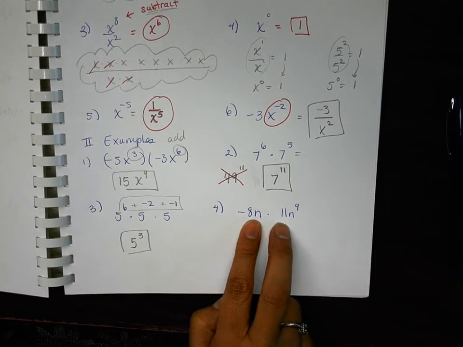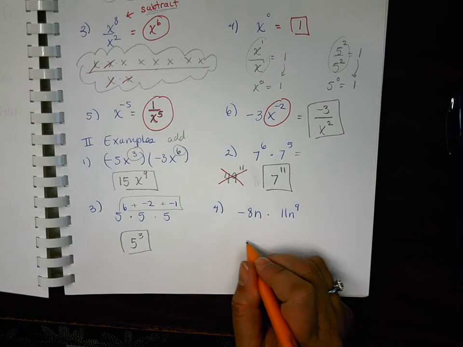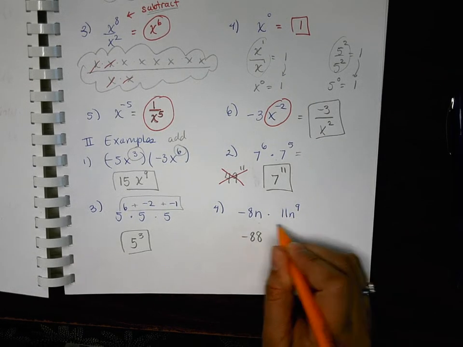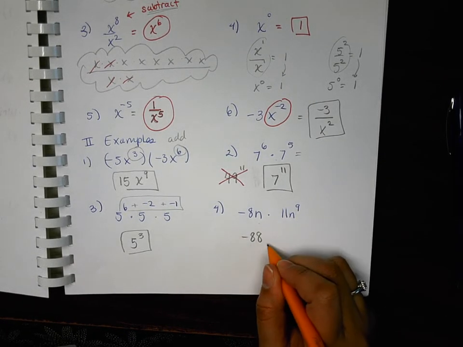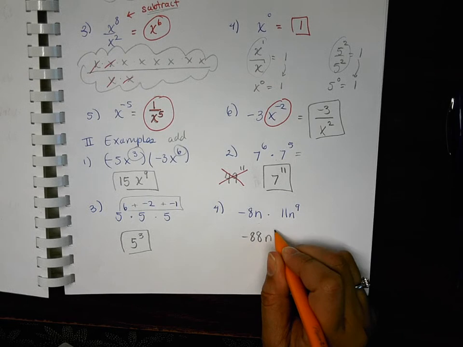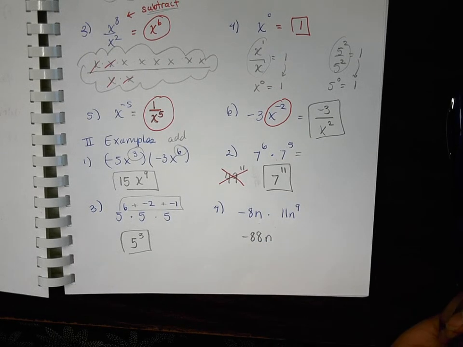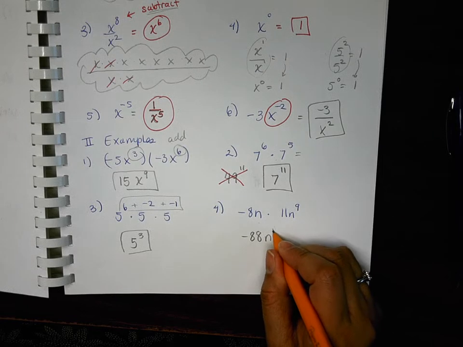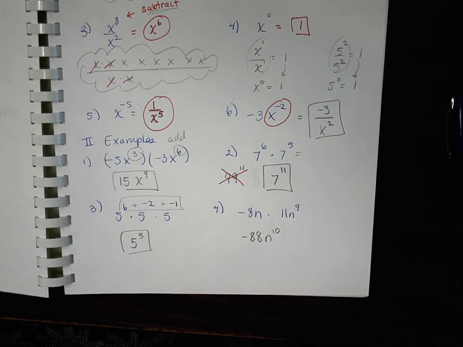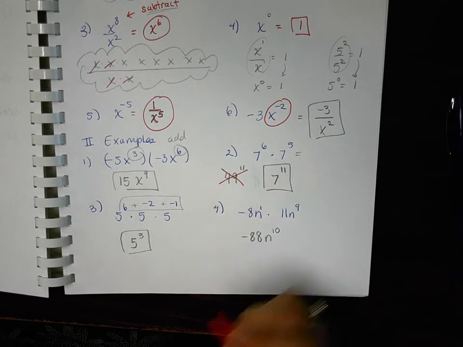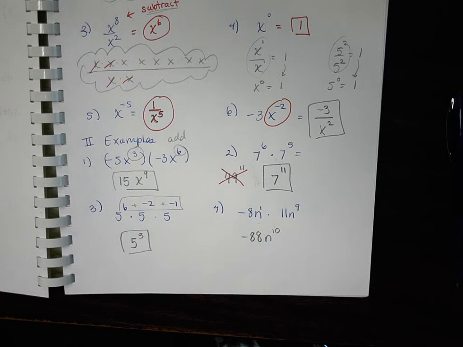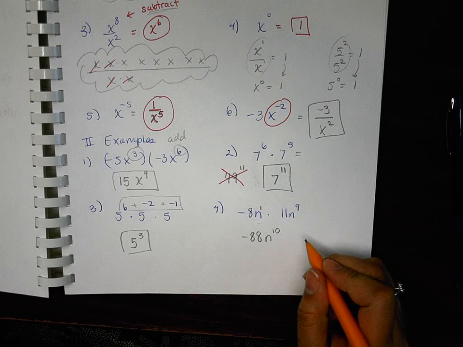What do we do with negative 8 times 11? Negative 88. And these bases are the same, so n to what power? 9. I heard 2 different answers. Oh, because that's 1. Good, so which one is it? 10. And why is that? Because there's a secret 1 there. If we don't see it, should we know it's there? Yes. All right. Got it?